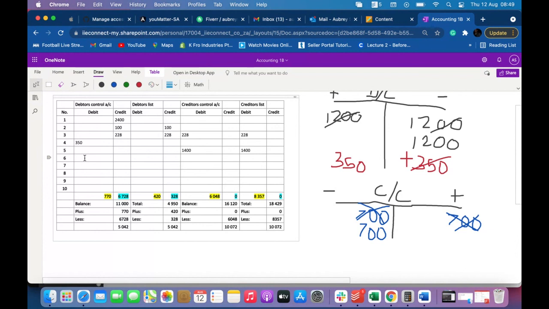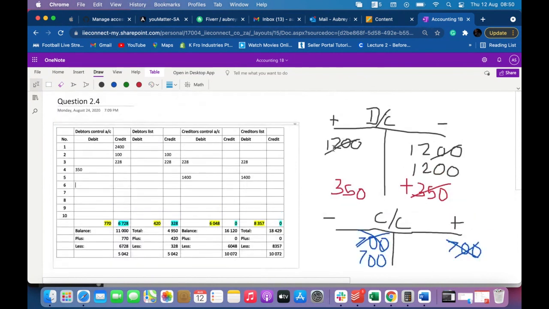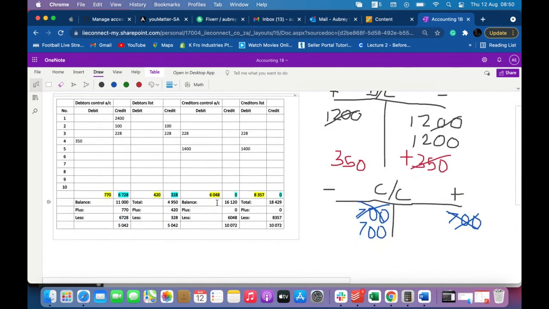Can you see? It says the debtor's control account was debited. We know that when we debit the debtor's control, we are saying this person owes us more. But can you see, because they are a debtor and a creditor at the same time, what we're saying is what they owe us, we're using against what we owe them. Okay, so what was actually supposed to happen here was we were supposed to credit the debtor's control and we were supposed to debit the creditor's control.